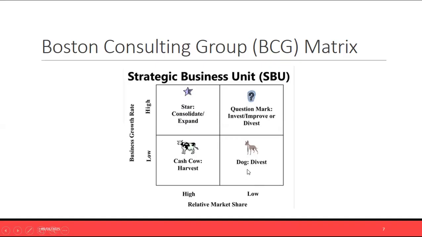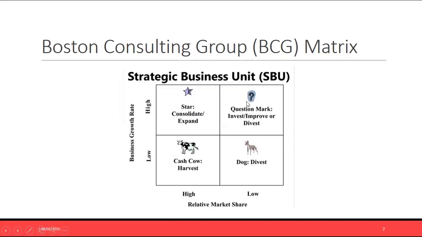If you have a low relative market share and a low growth rate, you call it a dog. Okay. And the strategic decision here is to divest. We'll discuss this shortly. If you have a high market share and a low business growth rate, what you do is to harvest, right? If you have a high market share as well as a high growth rate, you call it a star. And for the stars, it is advised that you either consolidate or you expand.